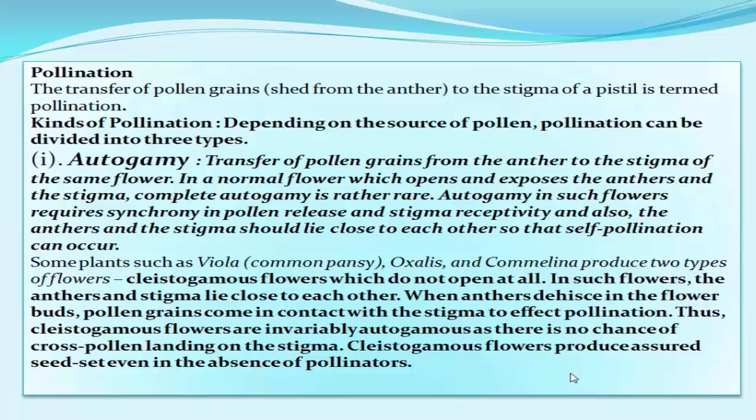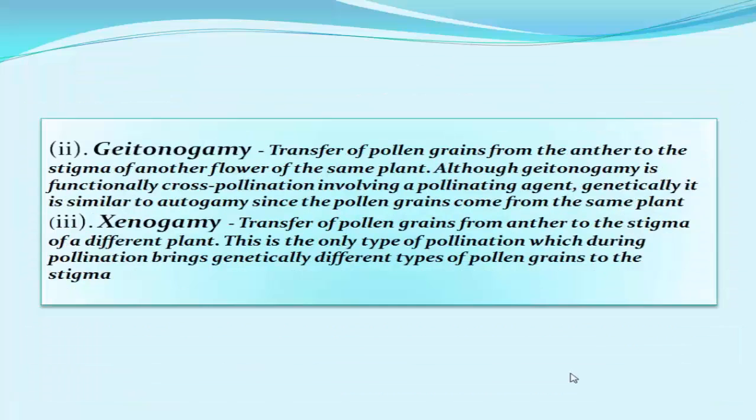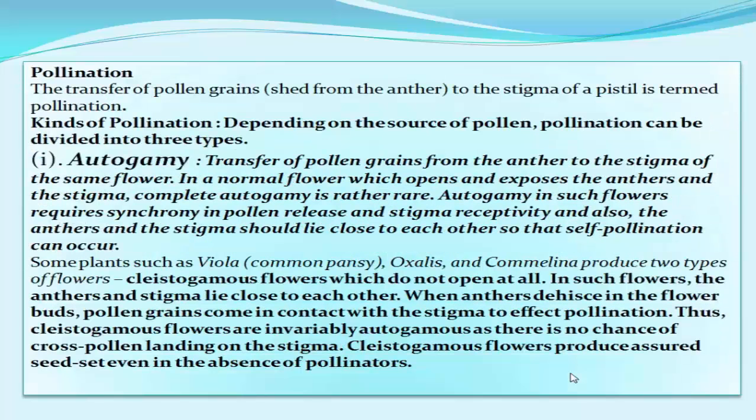On that condition, the pollination is divided or classified into 3 types: autogamy or self-pollination. Then in the next slide, you can see here geitonogamy and xenogamy. So autogamy, geitonogamy and xenogamy are the 3 types of pollination.